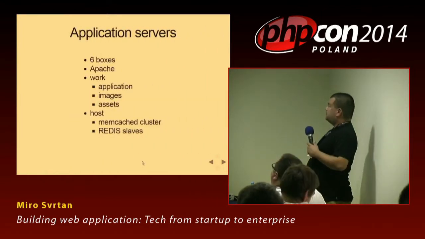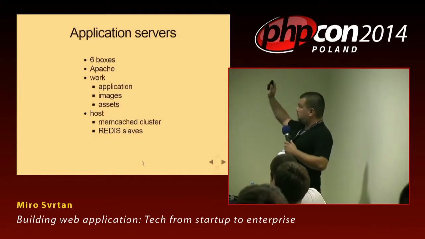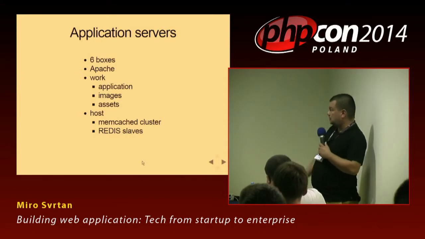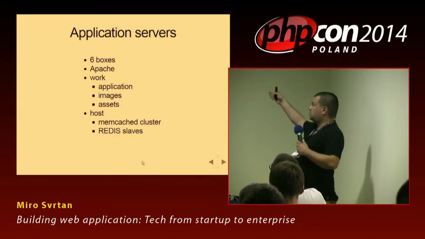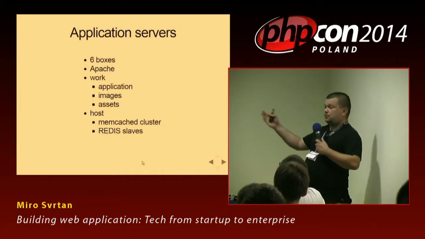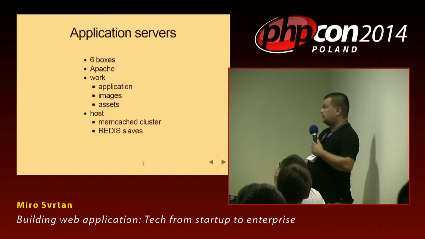So, application service, we have six boxes. They run the application, they serve the original images and assets that will then be cached in the front end, and they host the memcached cluster. For instance, we are using it for sessions, so people can be logged in on every server and not only number one.